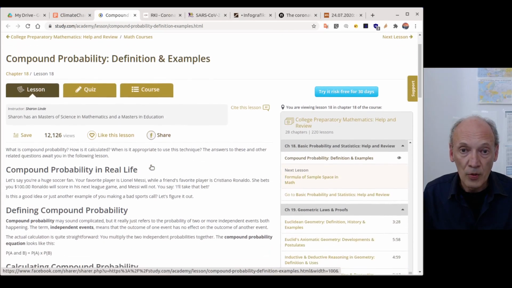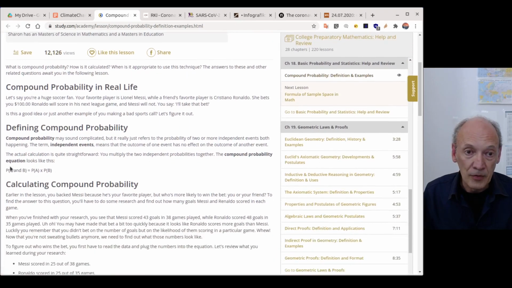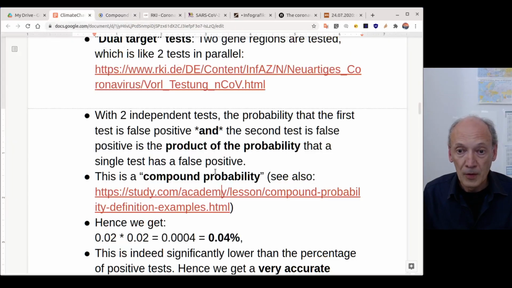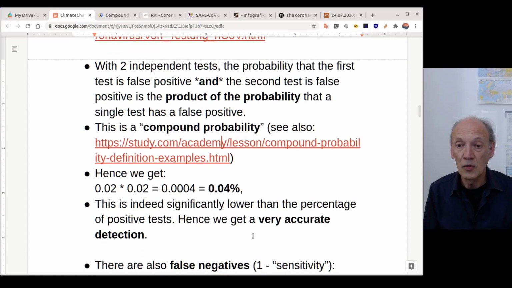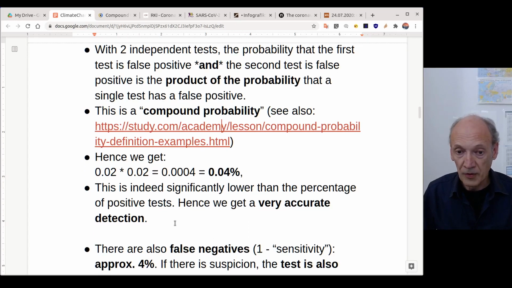So here, compound probability. This is the probability of event A and event B, and if both are independent, then this is the product of the probabilities of the individual events. And this is what we assume here. We have two independent events. Each has a low probability, and when we calculate the product, we get a very small number, which corresponds to 0.04%. Right, so this is a very low probability, much lower than the percentage of positive tests, and that means we get a very accurate detection here. Right, so this is a very simple solution.